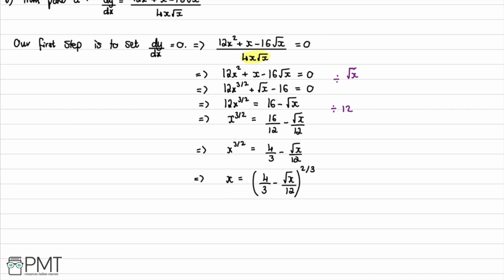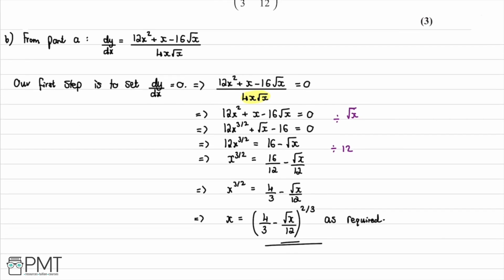So we'll just write in here "as required," and therefore we've completed it. This question was worth 3 marks, and we pick up our first mark for knowing to set the derivative equal to 0 and getting to the stage where we had then divided both sides by the square root of x. So that was at this stage here where we had 12x to the power of 3 over 2 plus root x minus 16. We then receive our second mark for beginning to rearrange and knowing to do this.